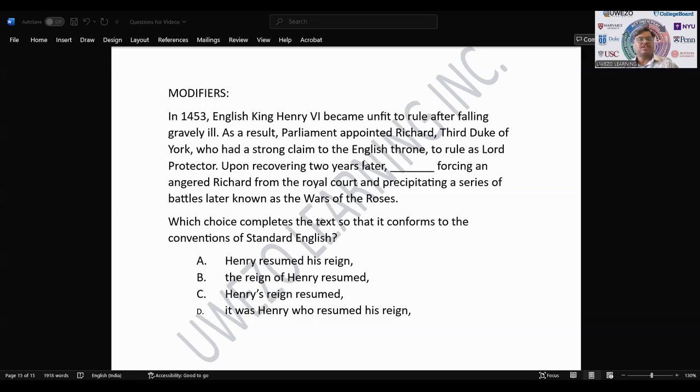Let's understand the concept of modifiers using a question from one of the College Board mocks. The question says, which choice completes the text so that it conforms to the conventions of standard English? Let's have a look at the text now.